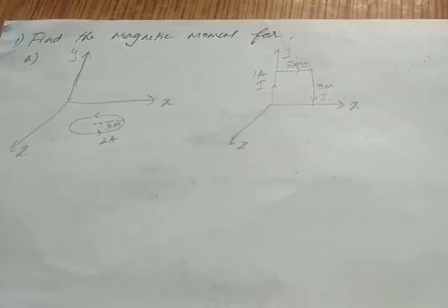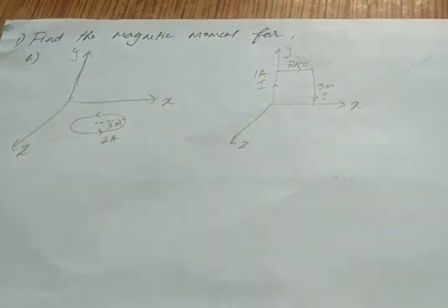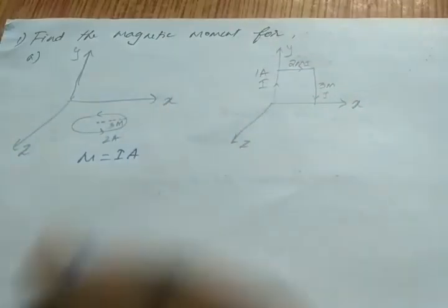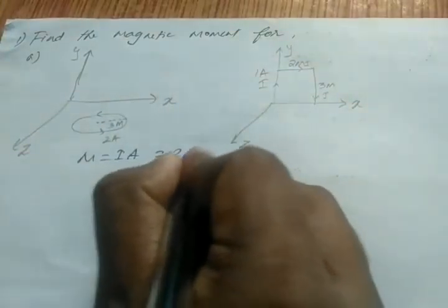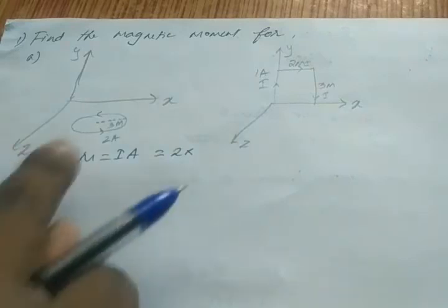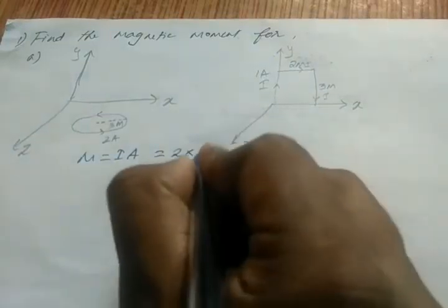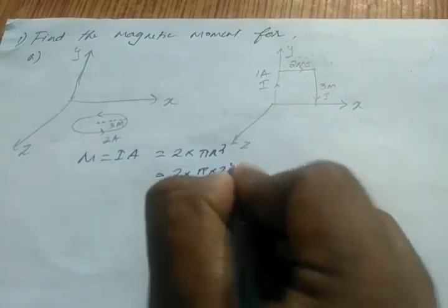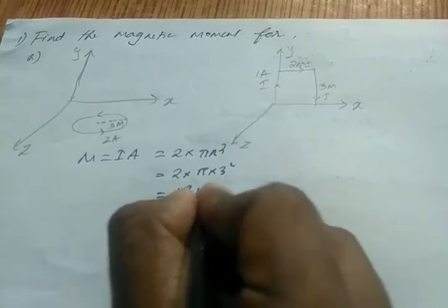So we solve simple numericals. Here we have 3 axes and a circular coil. The circular coil carries current in the anti-clockwise direction. So we have to find the magnetic moment. What is the formula for magnetic moment? M equal to IA. What is I? I is 2 ampere and for the area, the radius is given as 3 meter. So area will be pi r square. So 2 into pi into 3 square, which is equal to 18 pi.